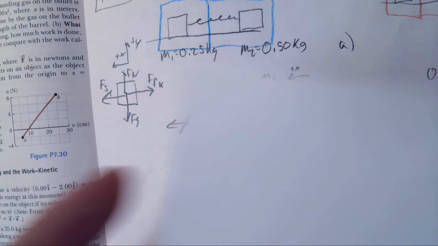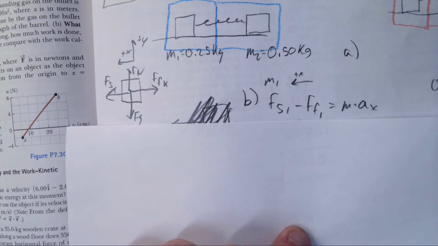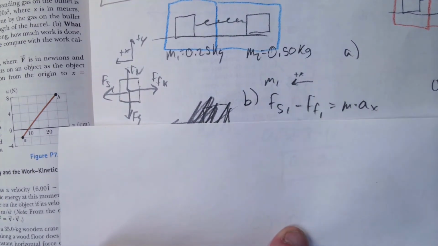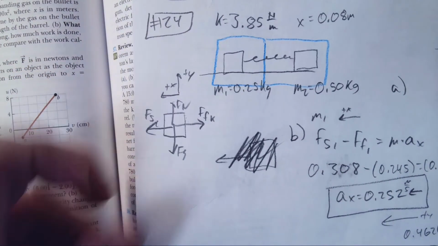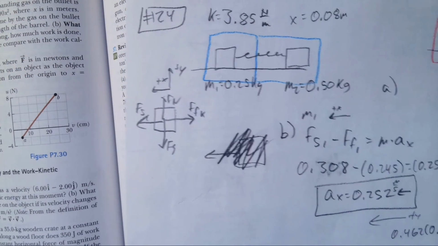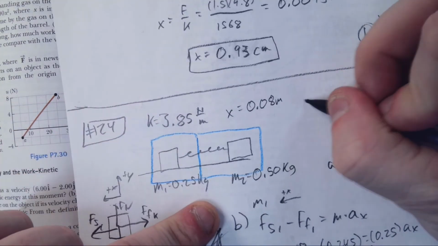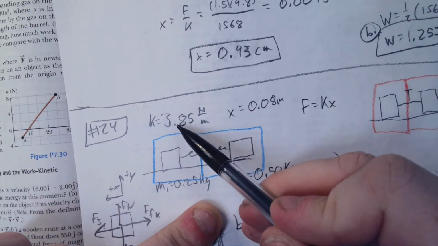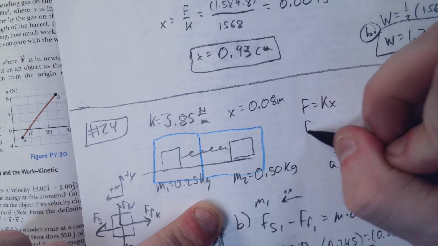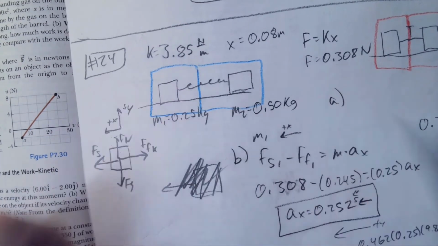But for part A, you have no friction because the coefficient of friction is 0. So you just have the spring force equaling mass times acceleration. What is the spring force here? We use F equals kx, and I'm using the magnitude here. So that's 3.85 times 0.08. So the force is 0.308 newtons. And so that is what our force is on both of those.